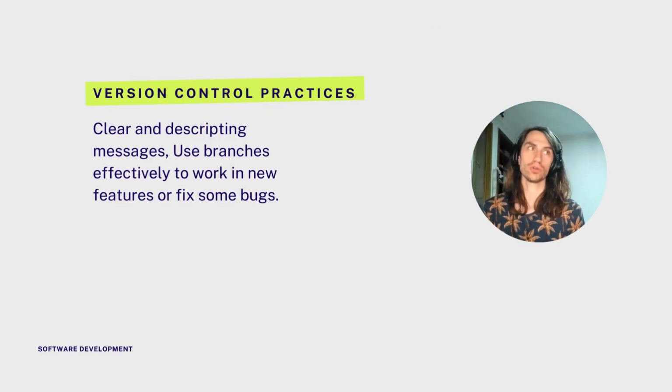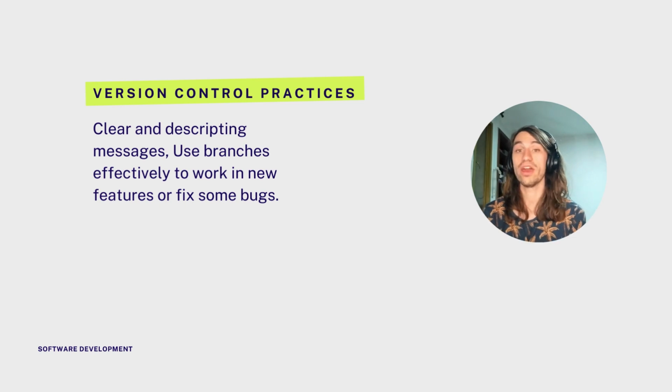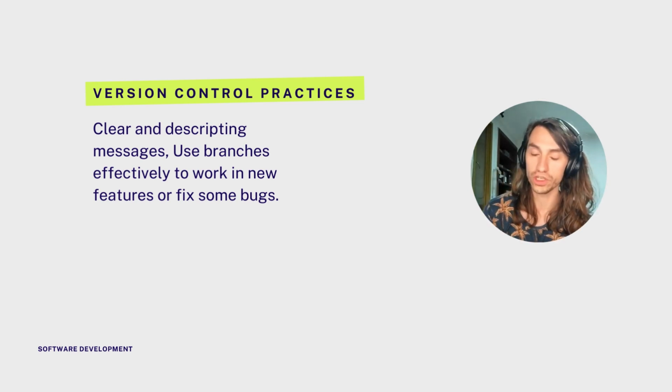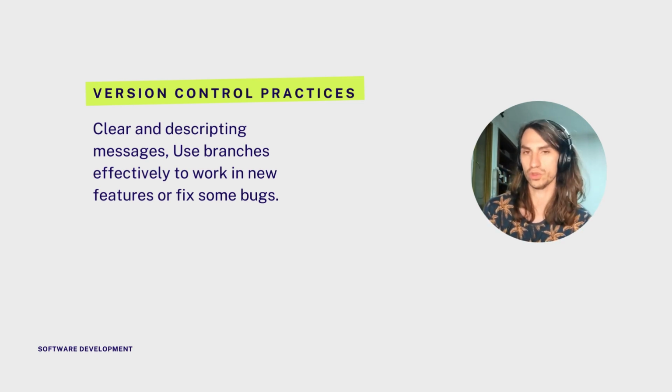Next up are version control practices. Version control practices are important to keep a clean code base and also to work seamlessly without bugs or features interfering with one another. For it, we usually use a methodology called git flow, where there are three main branches, which are the main branch, the develop branch, and the feature branches.